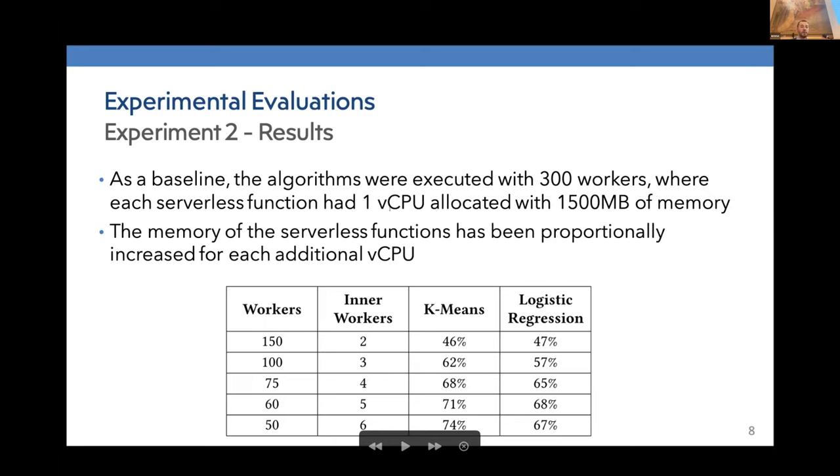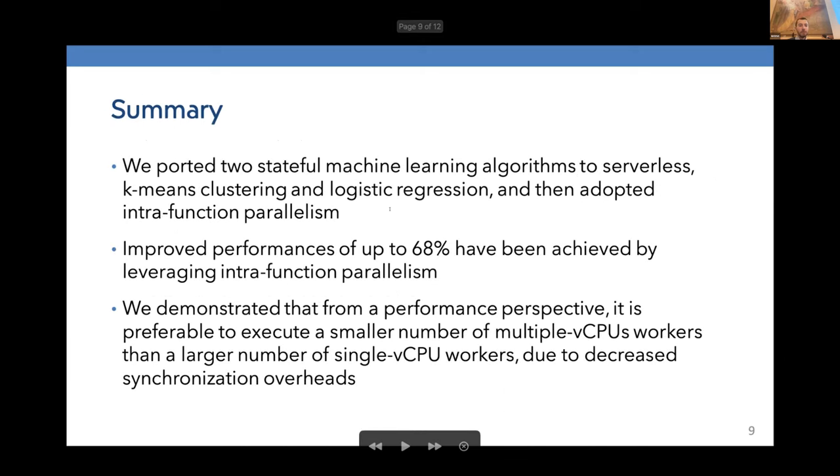So to conclude, we ported 2 stateful machine learning algorithms to serverless, k-means clustering and logistic regression. And then we adopted intra-function parallelism. We achieved performance improvements of up to 68% when leveraging intra-function parallelism. And we have also shown that from a performance perspective, it is preferable to execute a smaller number of multiple-vCPU workers than a larger number of single-vCPU workers because of the synchronization overheads.